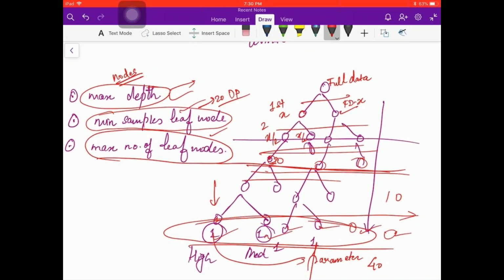But the deeper you go, you get more nodes, right? Correct. So whichever hits first will be the stop for your algorithm. For example, you have restricted the maximum number of leaf nodes to, let's say, 7. So you don't want more than 7 leaf nodes at the base of your tree. Say you also said that you don't want minimum samples in a leaf node to be less than 50. Now let's say 50 has already been reached when the number of leaf nodes was 4, but you have kept this at 7, so your algorithm will stop at 4 only.